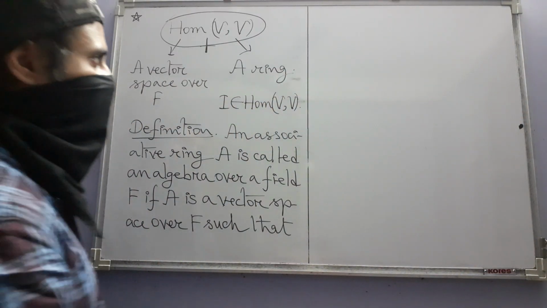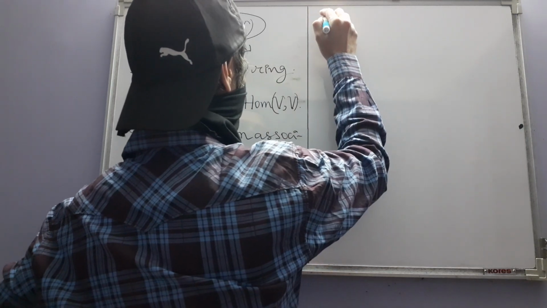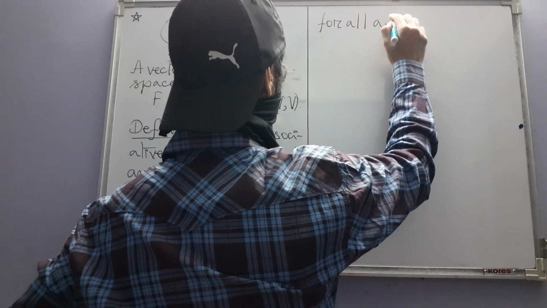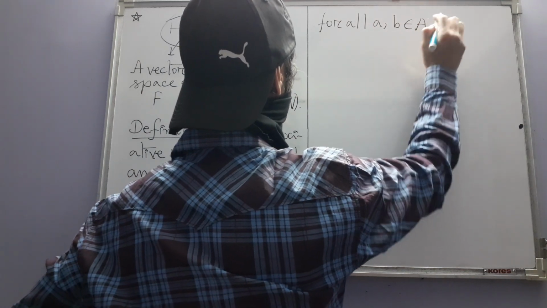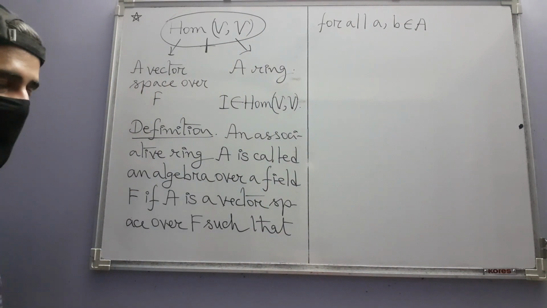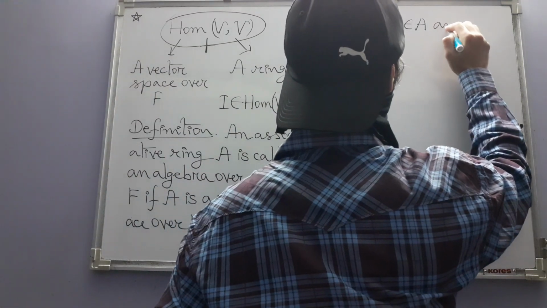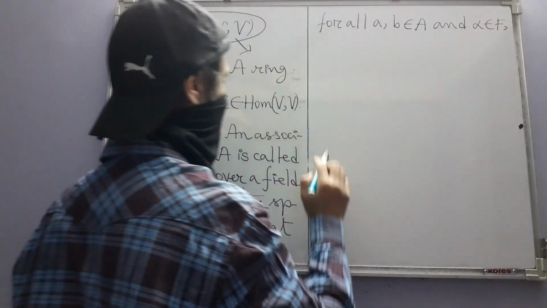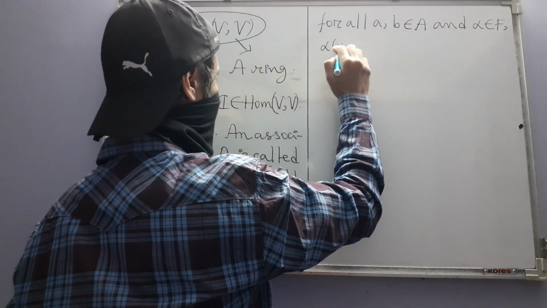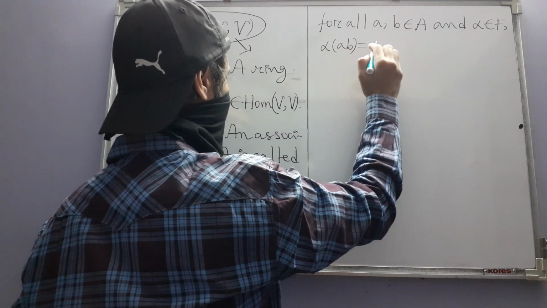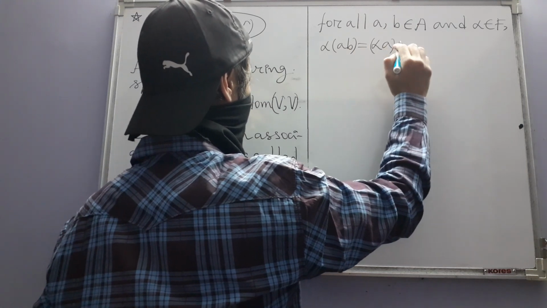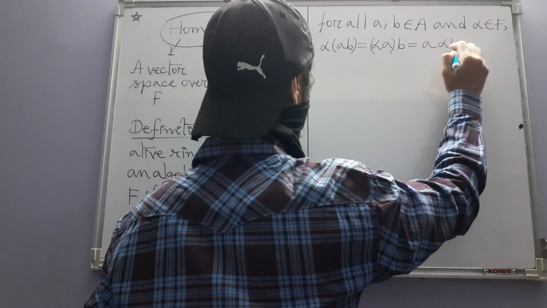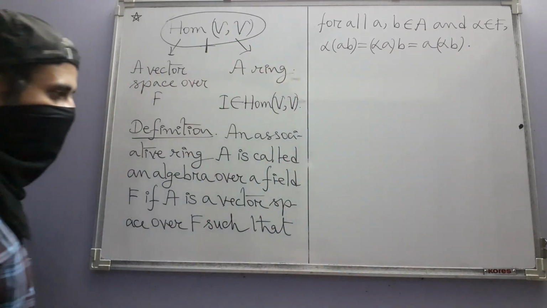Such that for all elements A and B in the algebra, and scalar alpha in F, alpha(AB) is equal to (alpha A)B, that is equal to A(alpha B).